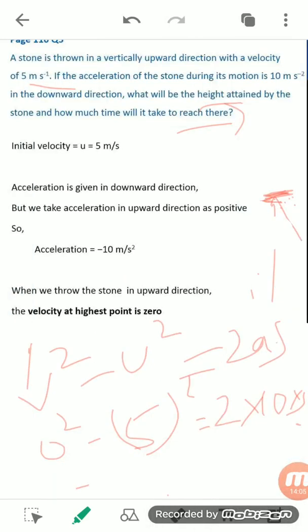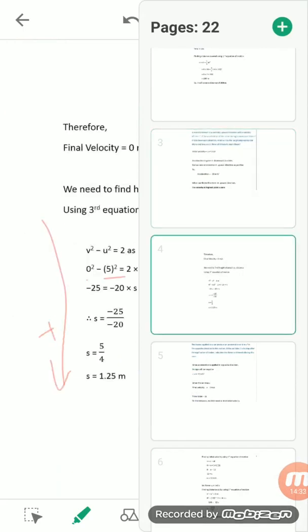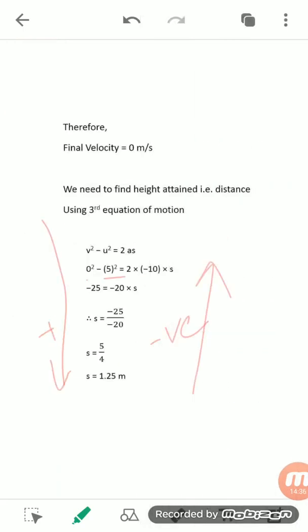See here, we take acceleration is always in the downward direction. But we take acceleration in the upward direction, because it is written that the acceleration of the stone during its motion is 10 meter per second square in the downward direction. So in the downward direction it is 10 meter per second square, and in the upward direction it will be minus 10 meter per second square. So acceleration will be here minus 10 meter per second square.